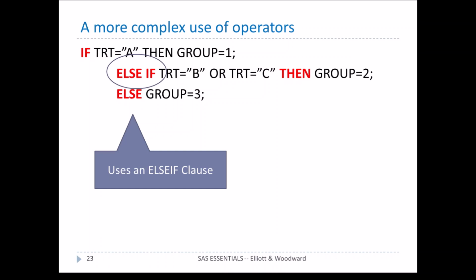Now notice where the semicolon is. If treatment equal A, then group equal 1, semicolon, one statement. Then we add to it, else if, etc., semicolon, and then else. So each of these statements has a semicolon assigned to it.